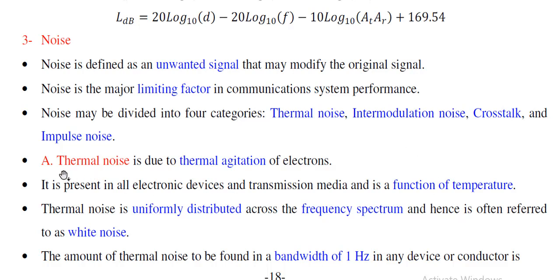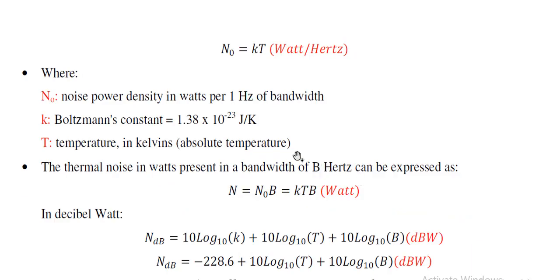The thermal noise, the first type of noise, is due to thermal agitations, which means that here we have the heat. We deal with temperatures. If we have a high temperature in the air, this temperature might affect the original signal. We have a formula that calculates exactly how much thermal noise we're going to end up with for every 1 hertz.